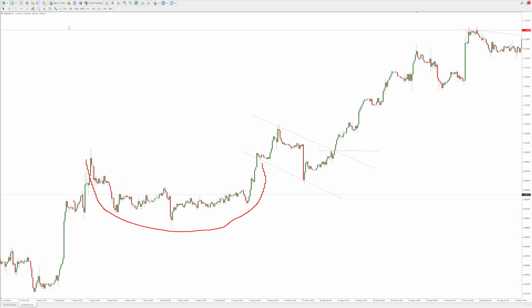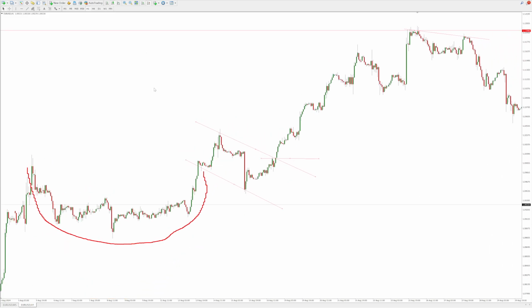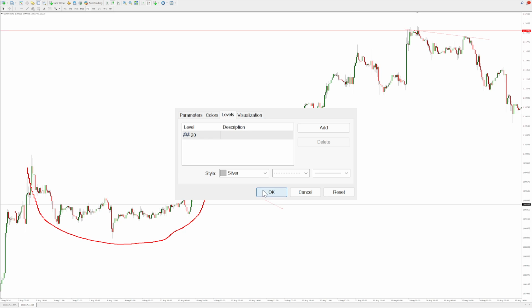So that is an example of taking a trade solely using the cup and handle candlestick pattern. You can of course confirm with other indicators. Let's just say the ADX, average directional movement index.